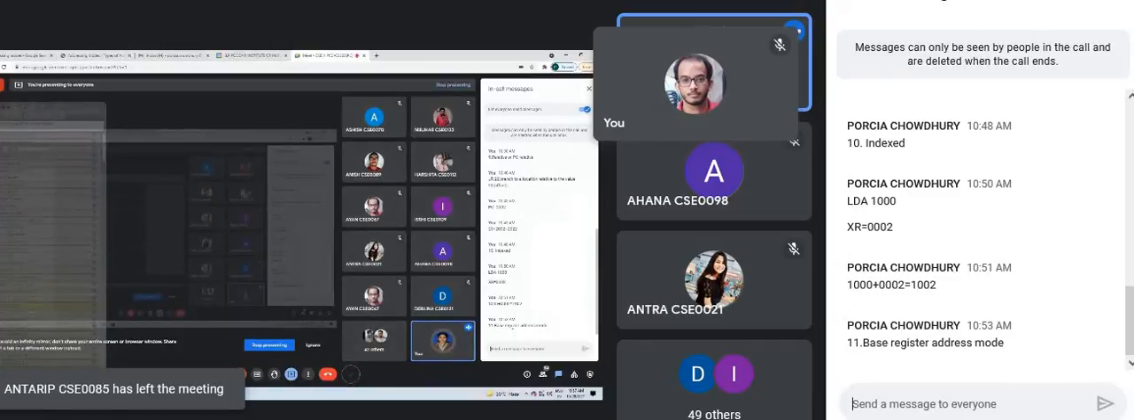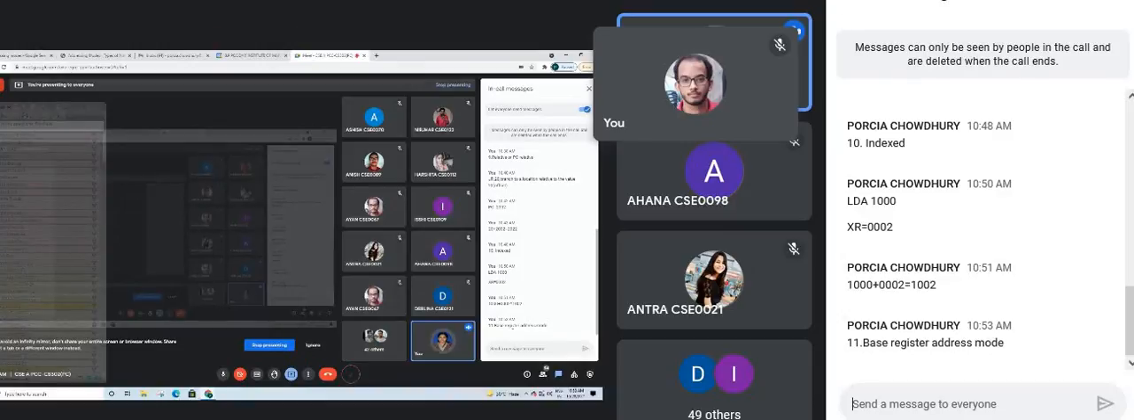As we are running JR, and the location of JR is 2000, initially the program counter will hold the 2000 memory location. After fetching this JR 20, what will be the content of PC? 2000 plus 2 bytes, that is 2002. Now what is the offset? 20. So what will be the effective address? 2002 will be added with 20, that is 2022.